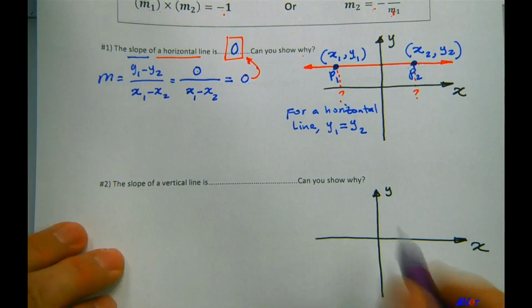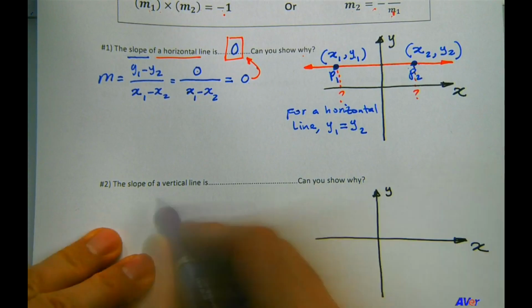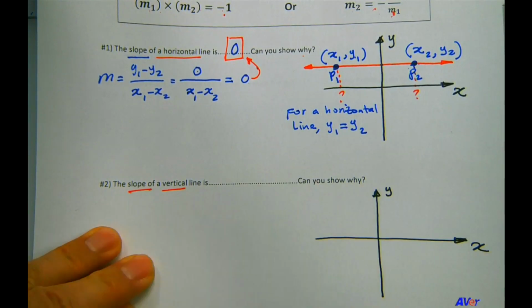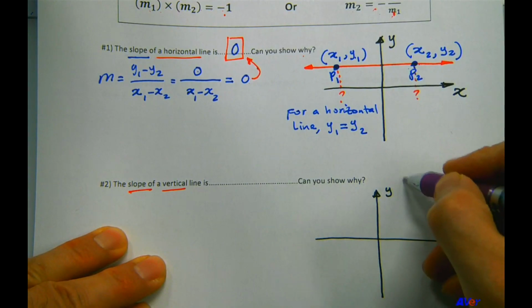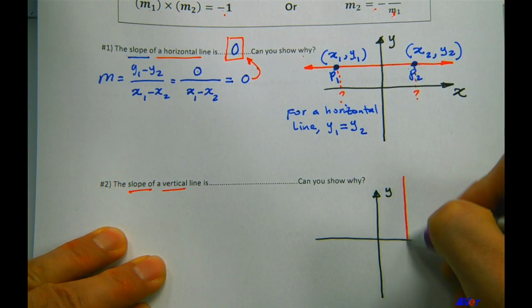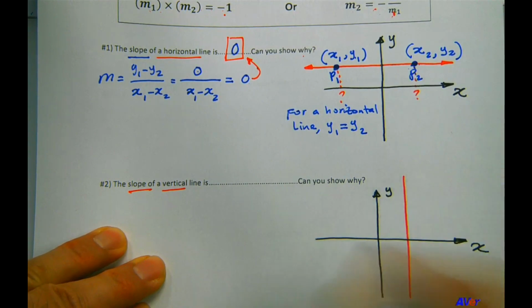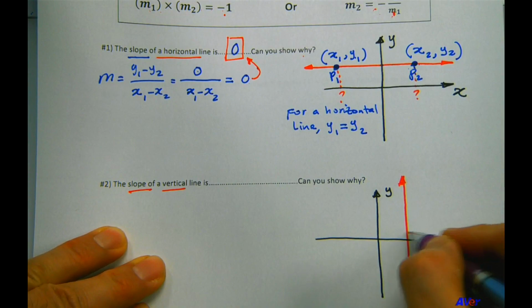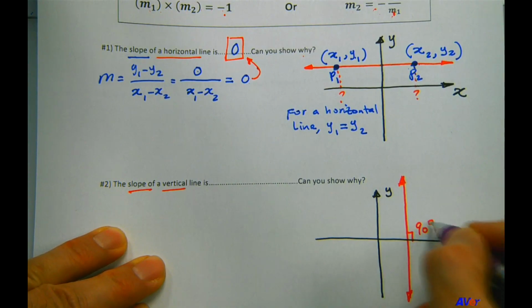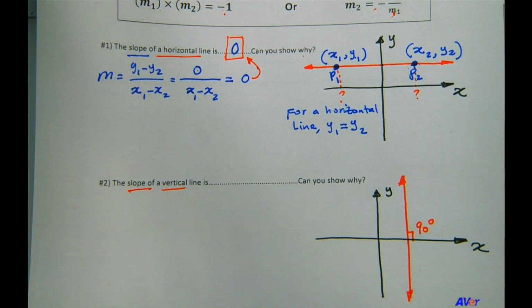Suppose we have this. We're looking for the slope of a vertical line, right? So suppose we have this vertical line. Vertical to the x-axis, that is. Something like that. And this is 90 degrees. So we have this vertical line.